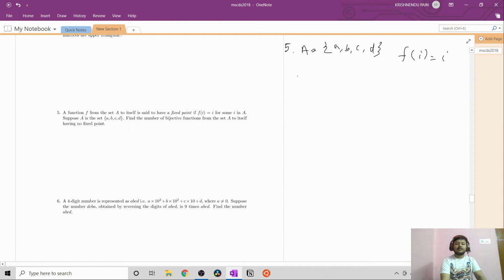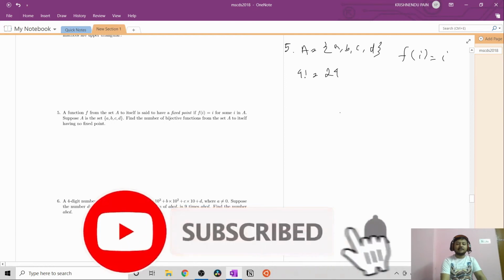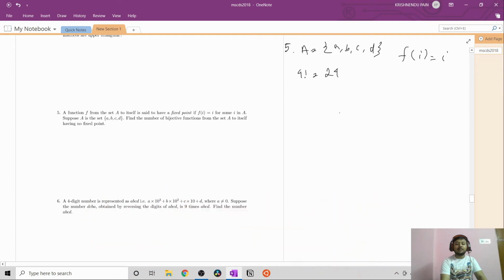The total number of bijective functions from A to itself is 4 factorial because there are 4 terms, so this is 24. Now we will calculate for this function f how many ways there can be one fixed point, how many ways there can be 2 fixed points, how many ways there can be 3 fixed points, and how many ways there can be 4 fixed points. We will add these numbers and subtract this from this 24, then we will get the total number of bijective functions from A to A where there is no fixed point.